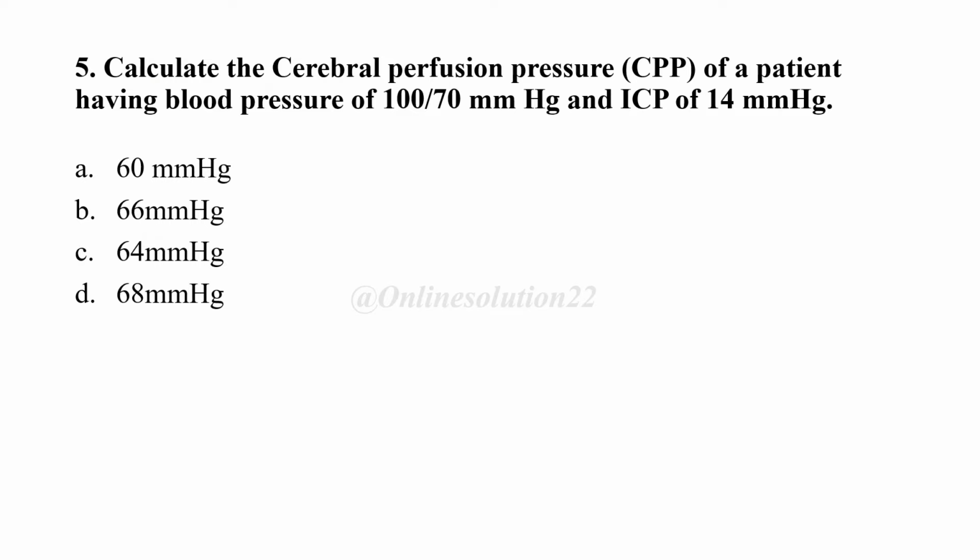Question number 5. Calculate the cerebral perfusion pressure of a patient having blood pressure of 100 by 70 millimeter of mercury and ICP or intracranial pressure of 14 millimeter of mercury. Option A 60 mmHg, option B 66 millimeter of mercury, option C 64 millimeter of mercury, option D 68 millimeter of mercury. What is this cerebral perfusion pressure?